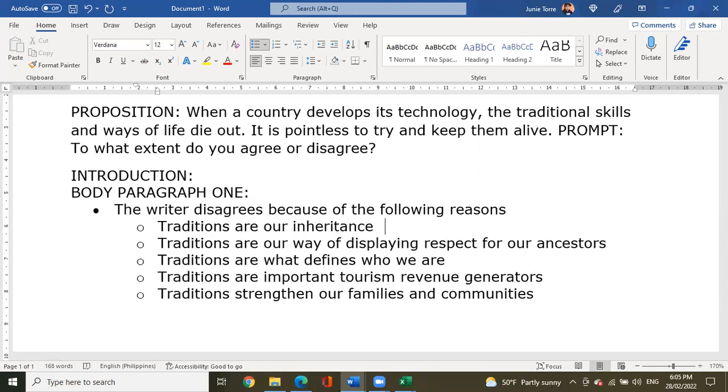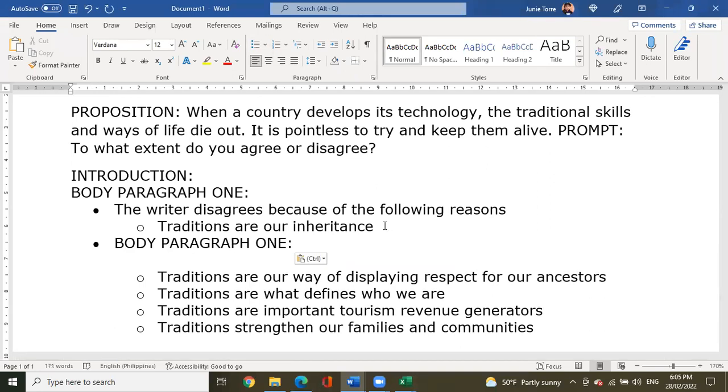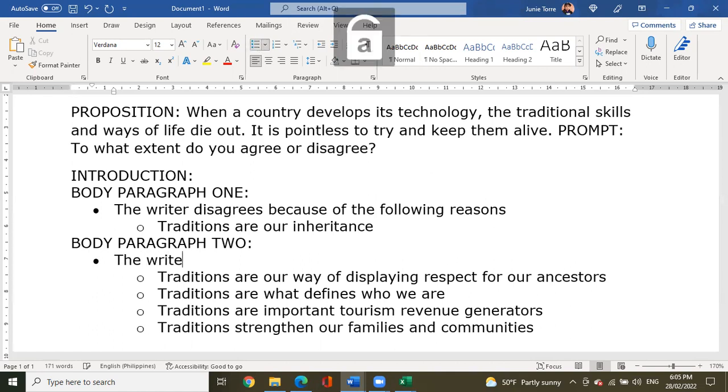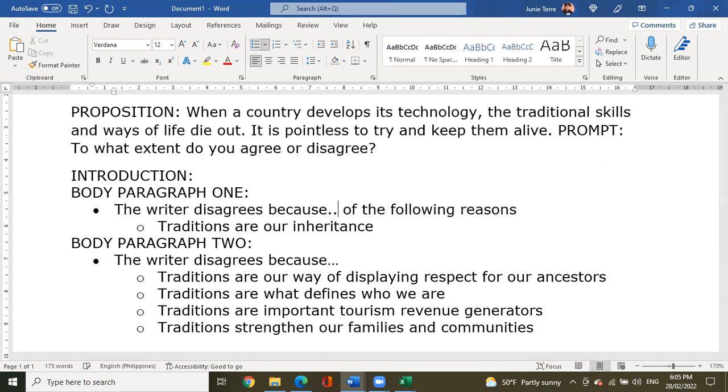Let's assume that this is body paragraph 1, and then you have another body paragraph 2. Yeah, let's assume that you do it that way. In fact, ang daming beses na nangyari ito. Wait, so let's put the writer disagrees because of the following reasons. Because dot dot dot. And then because dot dot dot. And then let's have another one. Body paragraph 3. Oh, ang dami, no? 6 na body paragraph.